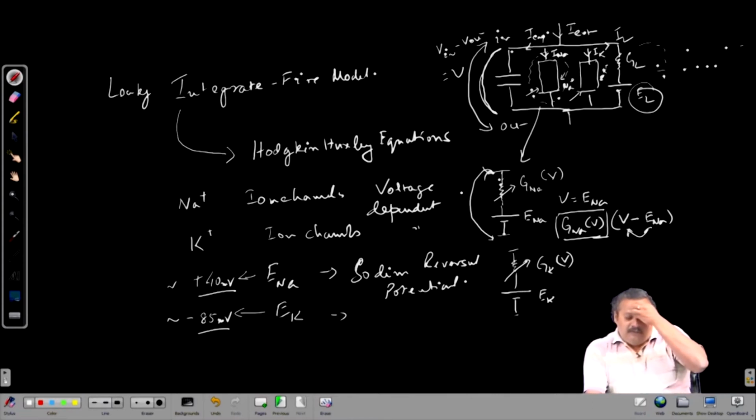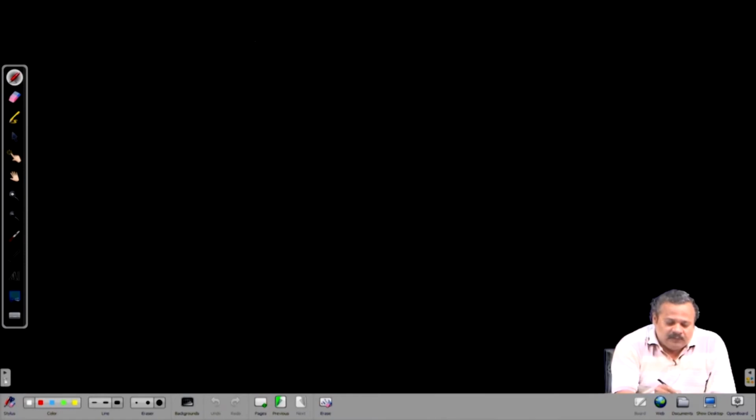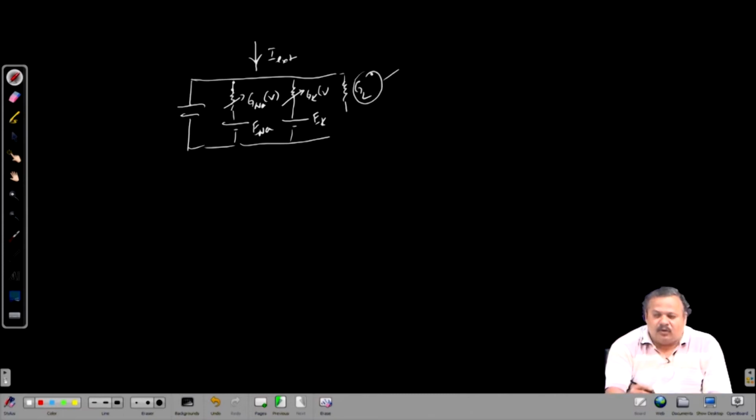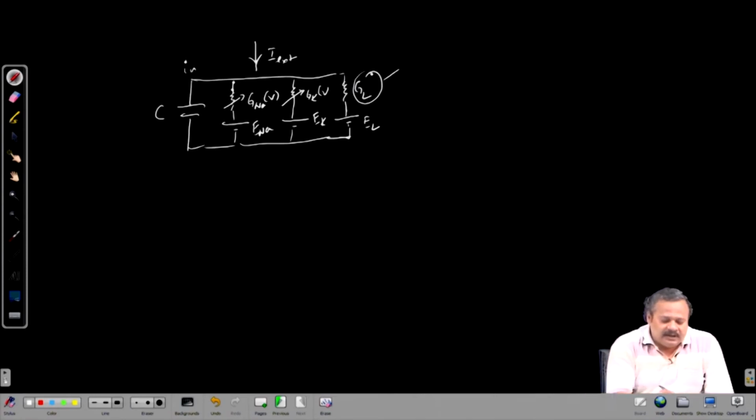Now if we draw the full circuit and write out the entire equation, we have this is our I external, we have the capacitor C, we have G_Na as a function of V followed by E_Na, then G_K as a function of V followed by E_K, and this is G leak, which is passive, not like the voltage gated conductances, and this E leak, which stops the flow of the ions along that branch. So, capacitor, and this is inside and outside.